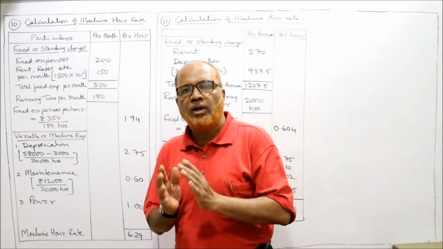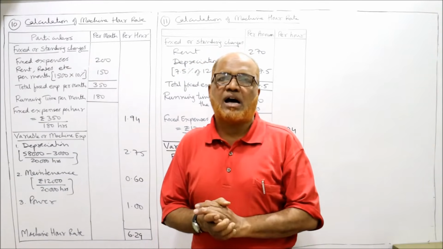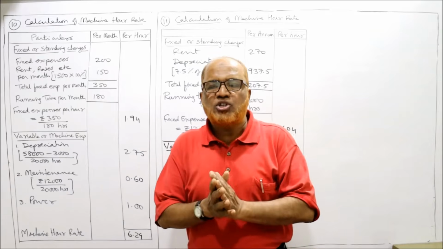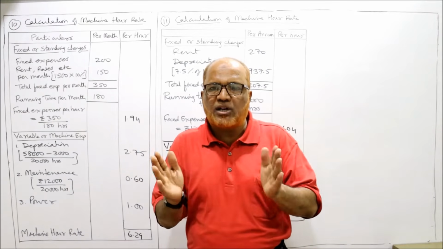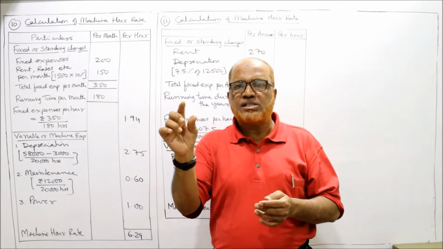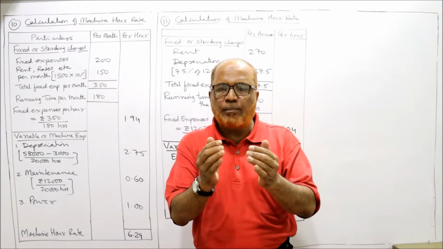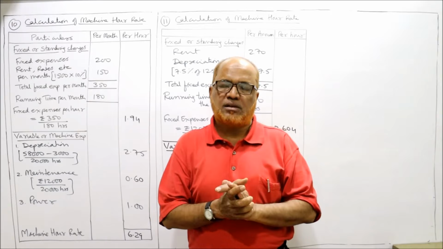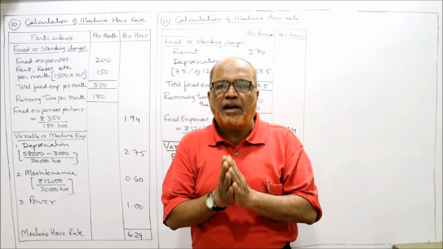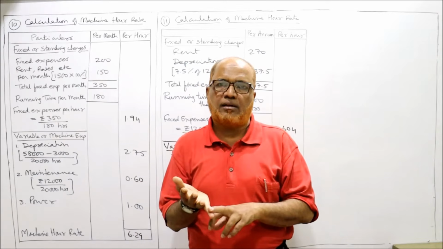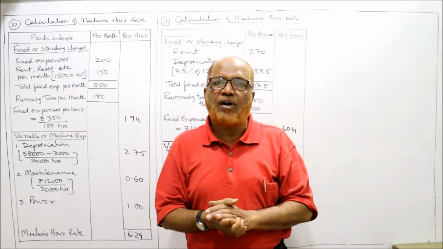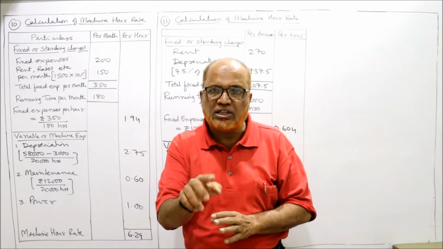See here, in the theory video, the first video on overheads, I have explained how to calculate the machine hour rate. For calculating machine hour rate, all the operating expenses of the machine will be divided into 2 categories: fixed or standing charges and variable or machine expenses. The fixed expenses will be calculated for the period. The period may be month or year.